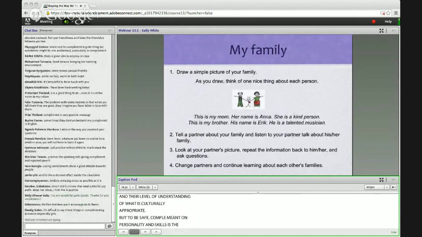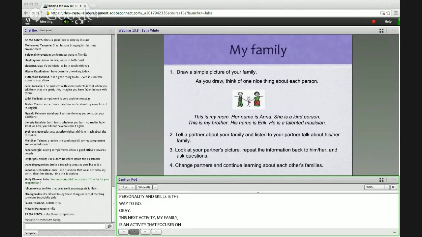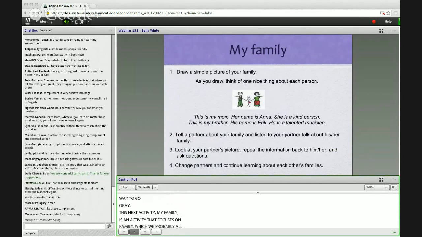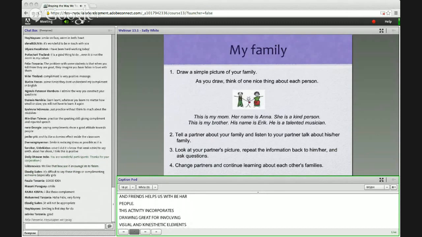Okay, this next activity, My Family, is an activity that focuses on family, which we probably all know that taking time for family and friends helps us be happier people. And this activity incorporates drawing, which is great for involving visual and kinesthetic elements into the learning. So students draw a simple picture of their family, and of course we don't need to be artists to be able to do that.